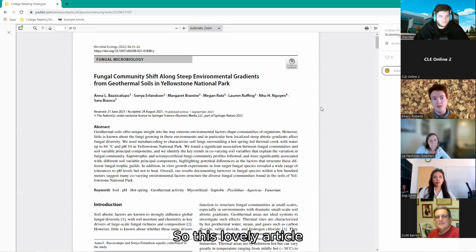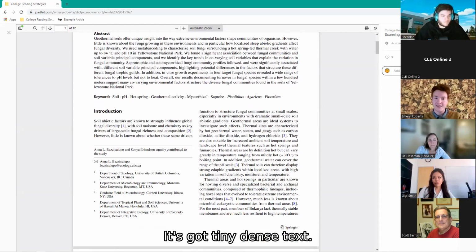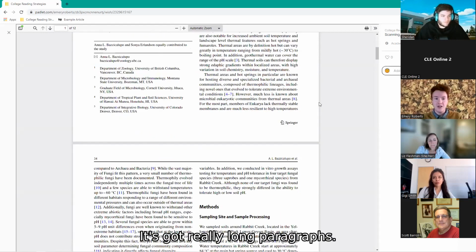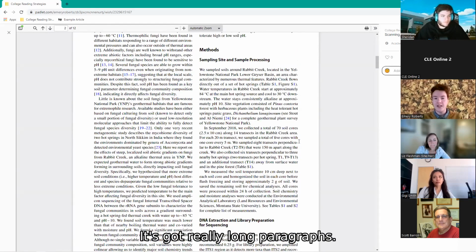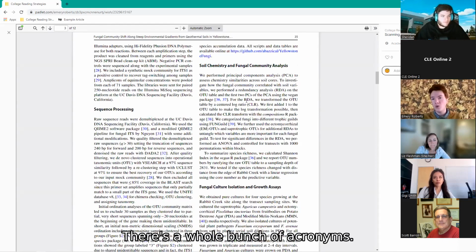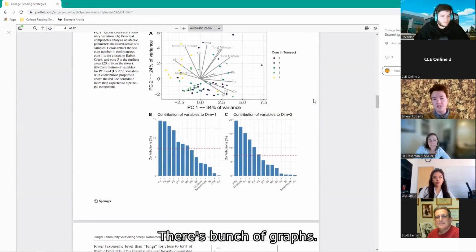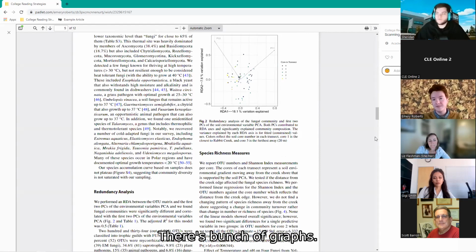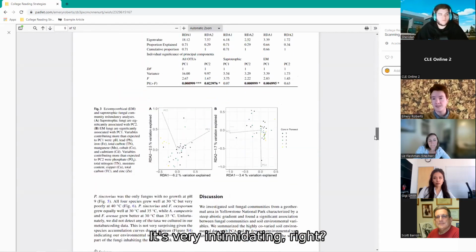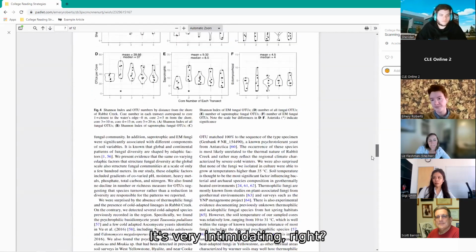Okay. So this lovely article here is on fungal microbiology, and it is very intimidating. It's 12 pages long. It's got tiny, dense text. It's got really long paragraphs. There's a whole bunch of acronyms. There's a bunch of graphs. Just looking through this, it's very intimidating, right?